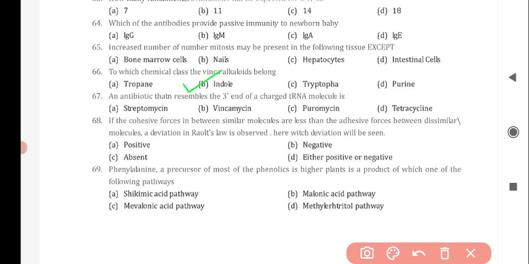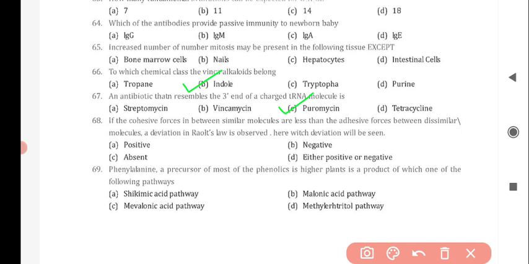Next question is, an antibiotic that resembles the 3' end of a charged tRNA molecule is, and the correct answer is option C, puromycin.